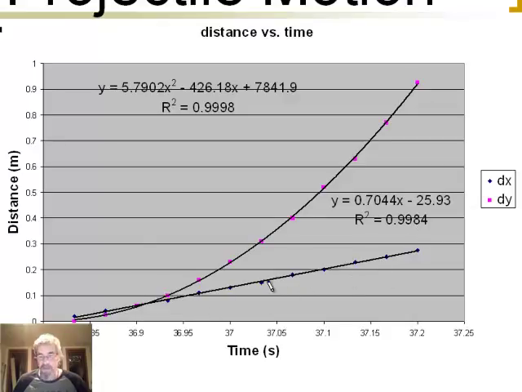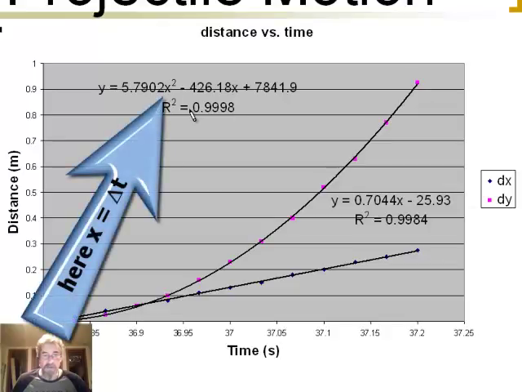If I look at what's going on here in the y-axis, just like I had with the other piece of software, my dy, my distance in the y, follows a parabola. It doesn't follow a straight line, and the regression for the parabolic fit is very good. In fact, it's even better than it was for the linear, 0.9998. So that's telling me that this is following a constant acceleration pattern. And our distance equation looks like this. Now, it didn't start at 0 velocity, so there's a little error there.